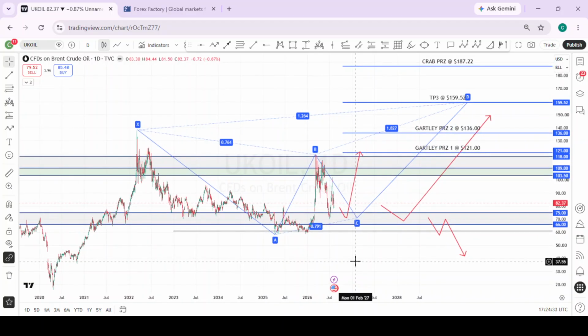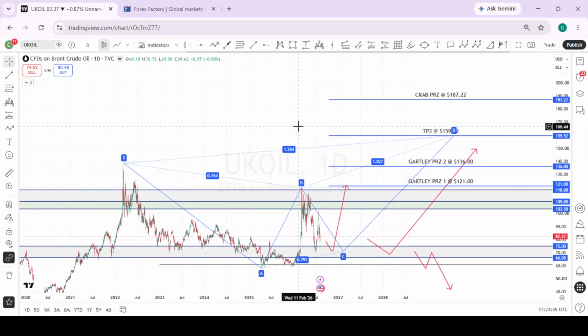So we are going to be patient to see how price plays out and finds its way back into the area of interest. We have between $75 per barrel to $66 per barrel. Then we can take our buys from here properly to the upside. So we are still very bullish on Brent crude oil, but we'll be patient to allow price to come to us before we take our decision.